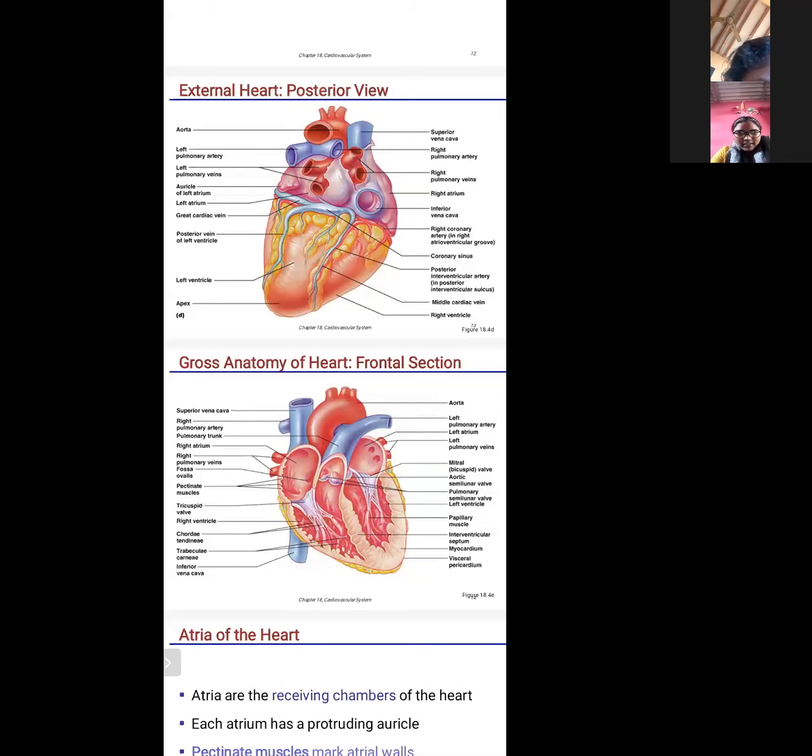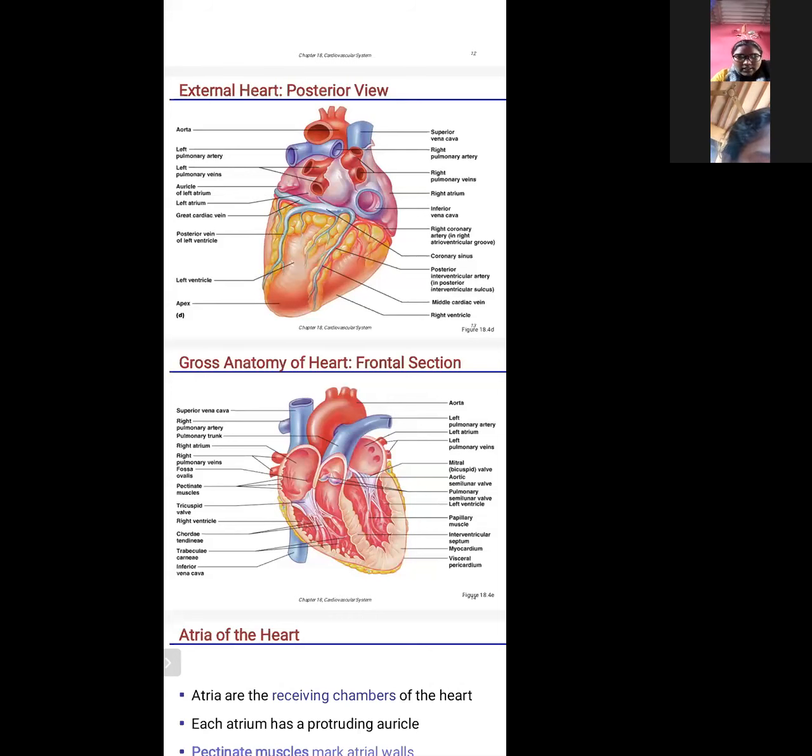Below the pulmonary artery, see here, are the pulmonary veins. Listen. Do pulmonary veins carry oxygenated blood or deoxygenated blood? You have to know here. In the heart, what blood will veins carry?